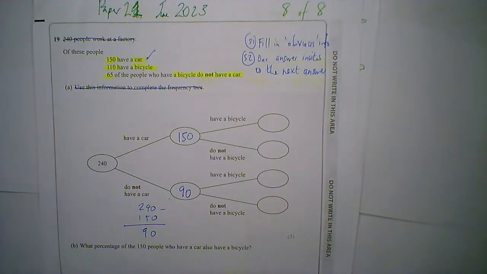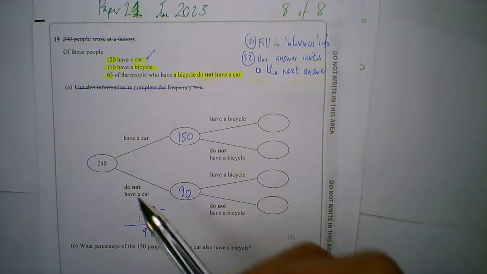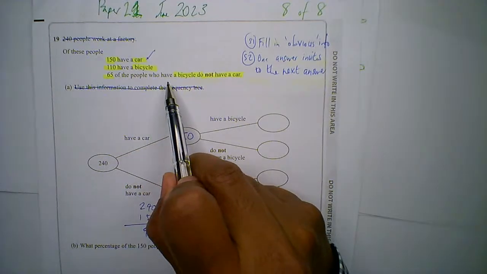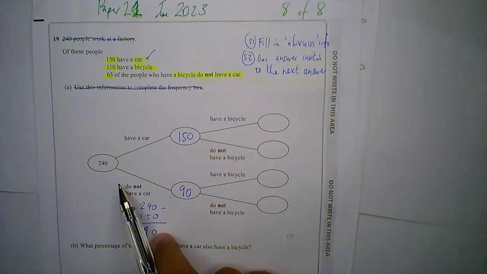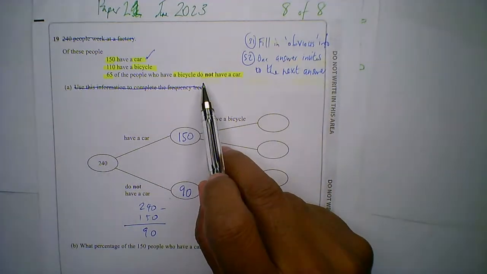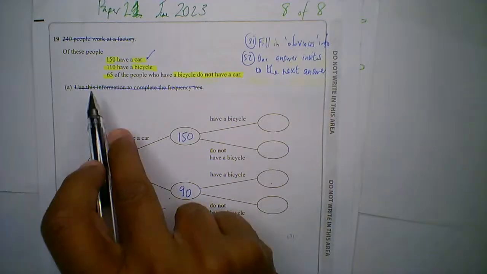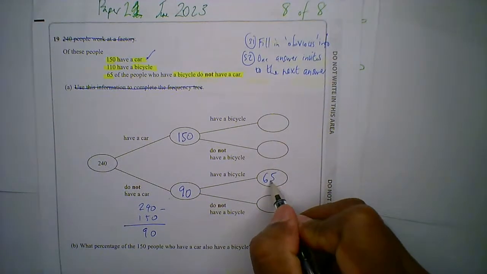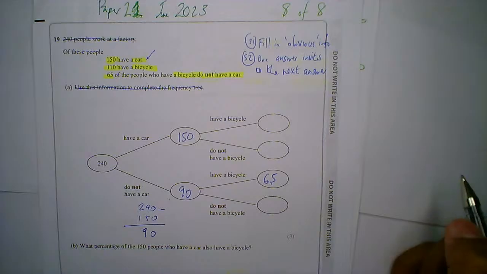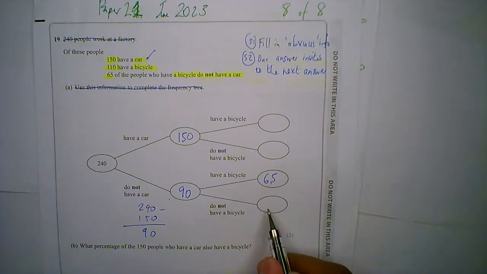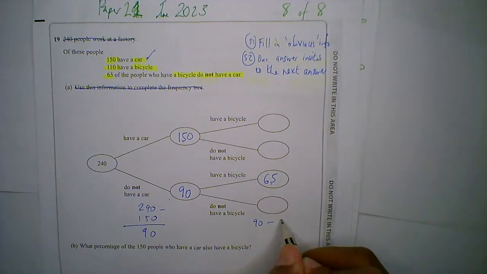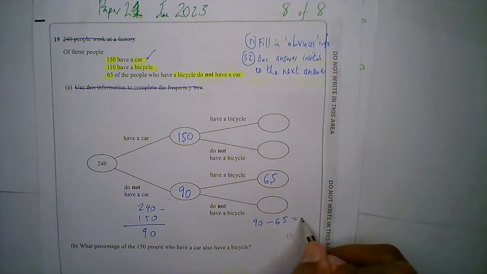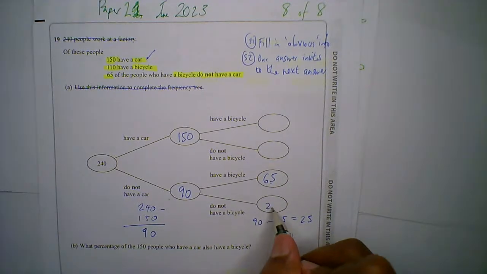110 have a bicycle. That sentence doesn't help me just yet, so I need to continue reading. 65 of the people who have a bicycle do not have a car. So I'm looking at do not have a car. This one here, do not have a car. They have a bicycle, so have a bicycle. So this is 65. So this part was a bit tricky. And now you can see the invitation for this circle, 90 take away 65. That gives us 25. So this goes here, 25.